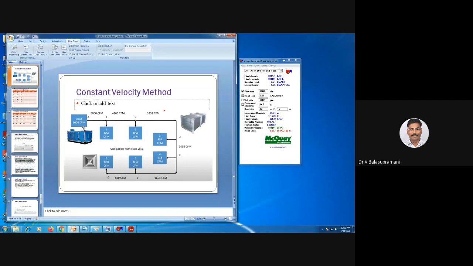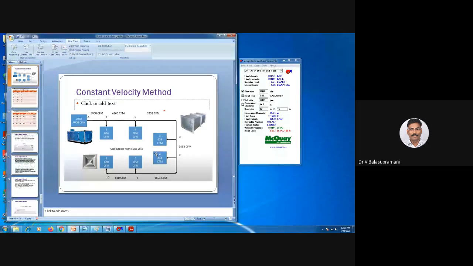5,000 divided by 6. First you have to calculate 5,000 divided by 6. In your calculator you will get 833.33. Please note it down. The first, second, third and fourth, the 5 units have the velocity of 834 and the remaining one is 830. If you sum up all the values, it should be equal to 5,000 CFM. This is very, very important.